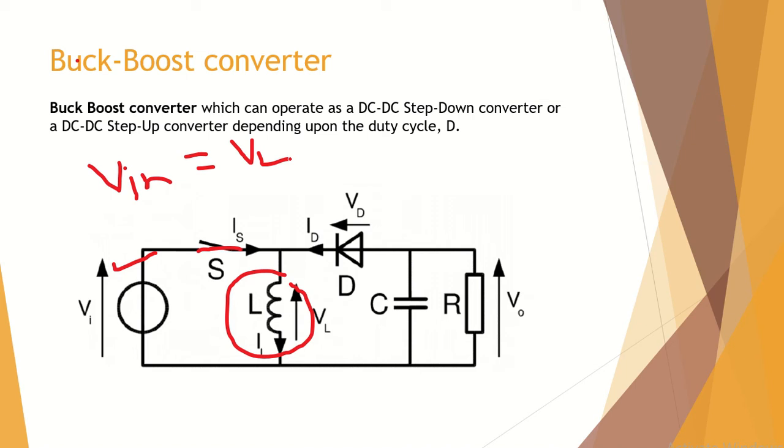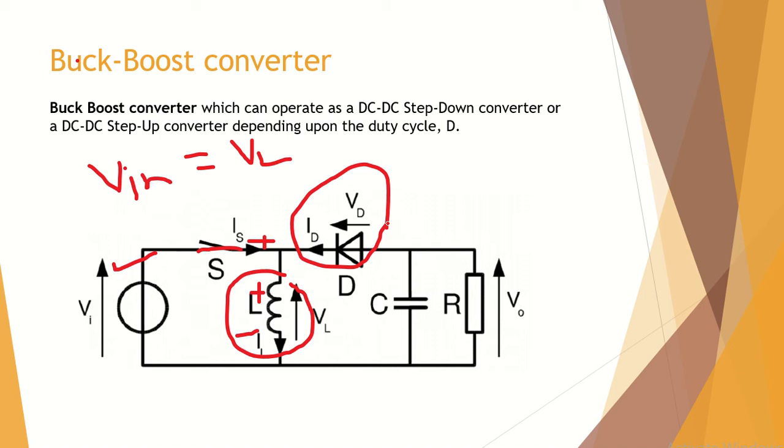When you try to open the switch, what would happen? The inductor current will be interrupted, and it will reverse its polarity. So when the inductor is being charged, it is charged like this: positive on the upside, negative at the downside. When the switch is closed, positive over here, our diode is reverse biased.